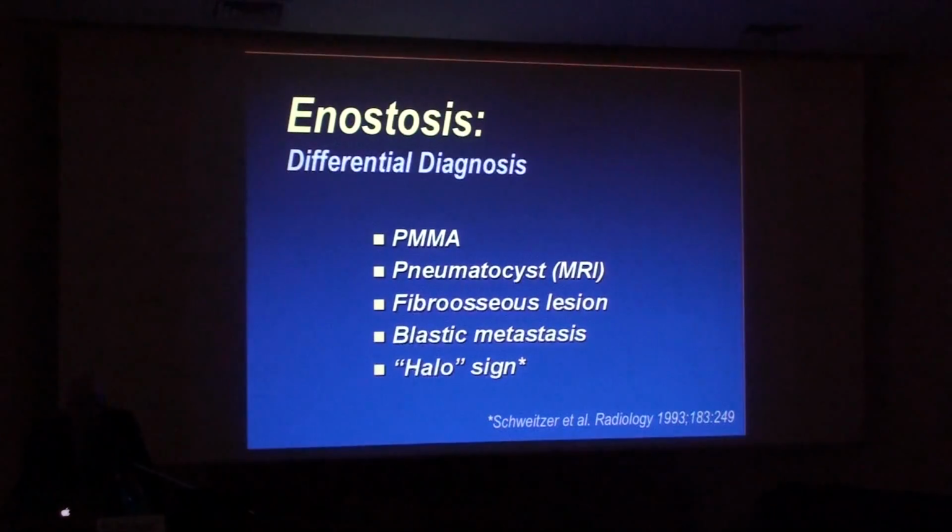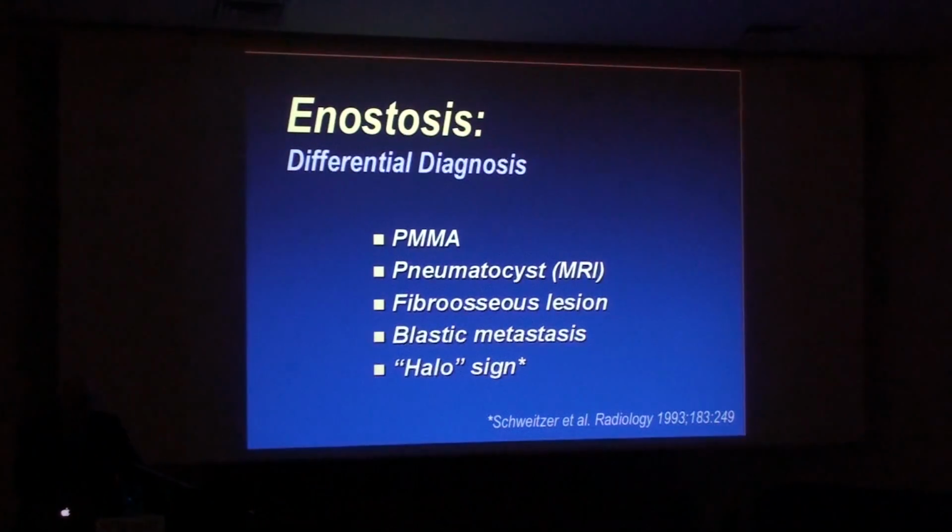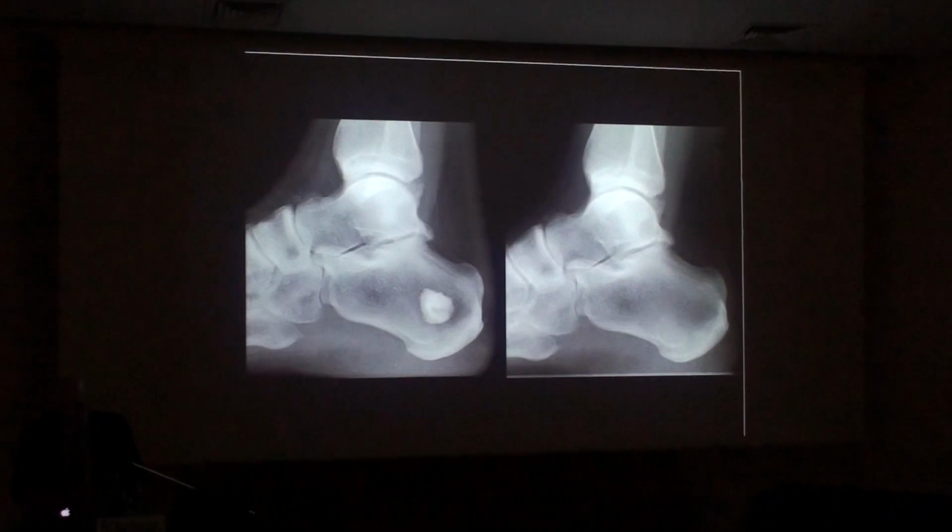Now there are some things to consider in the differential. Some of those are listed here. Polymethylmethacrylate, pneumatocysts, other fibro-osseous lesions, and of course the one that we worry about is blastic metastases. And what I find most helpful is a sign described by Schweitzer a number of years ago, the halo sign, which is highly specific for metastatic disease and something we'll discuss in just a moment.